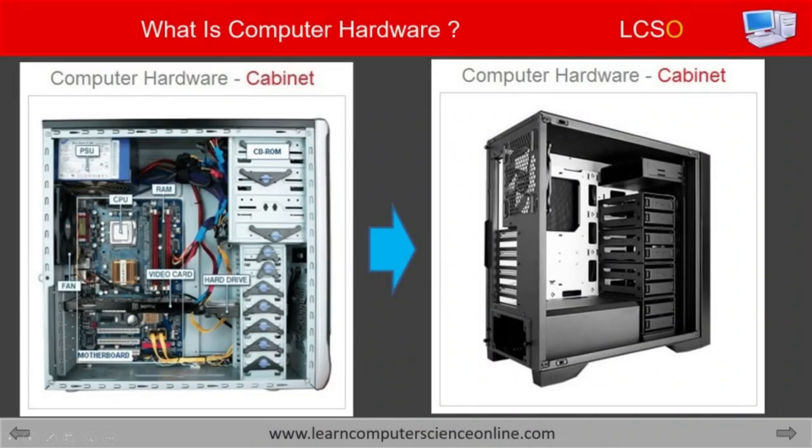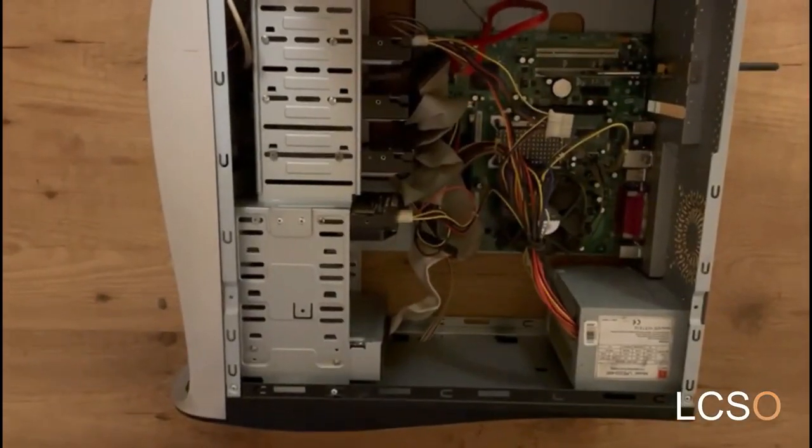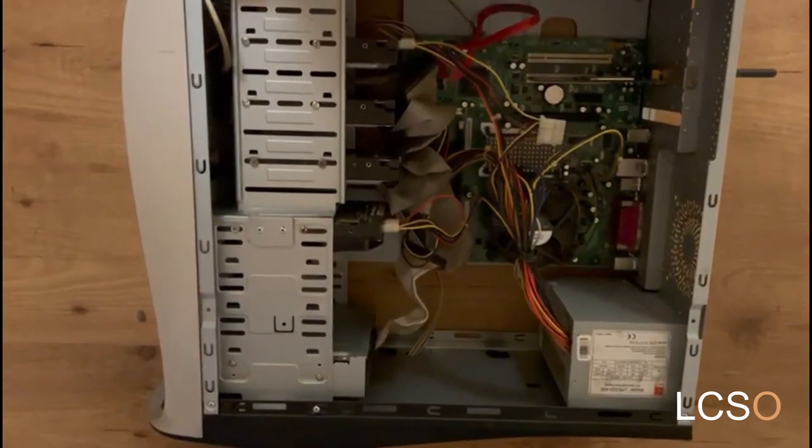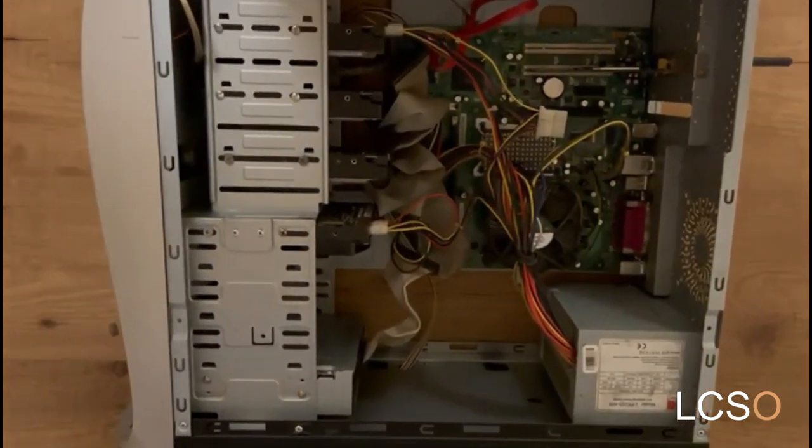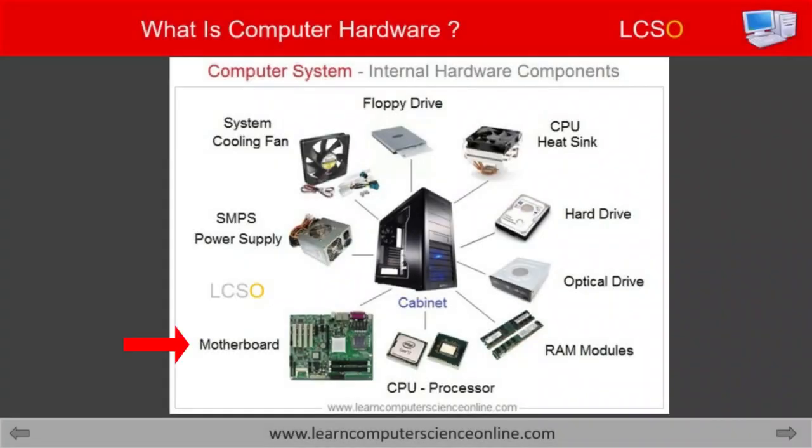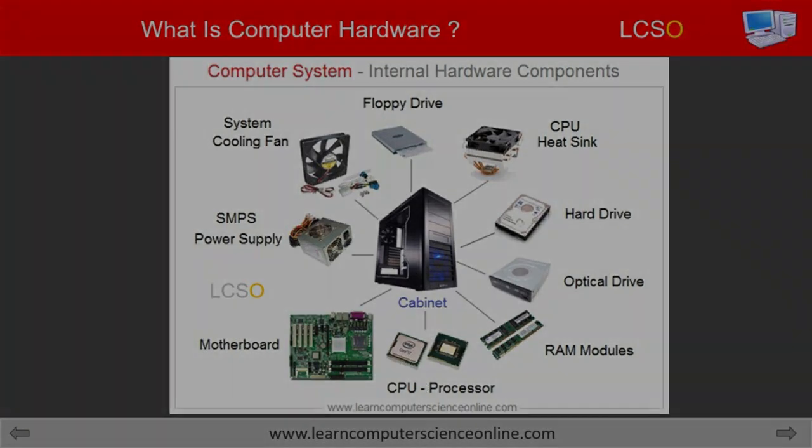The first type of hardware components are placed inside the computer case, or we can also call it a computer cabinet. Some of the most prominent hardware components that are placed inside the computer case include motherboard, power supply unit, memory, hard disks, microprocessor, RAM modules, and other such components.